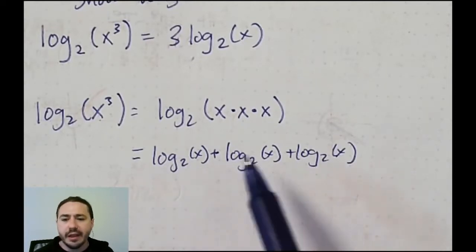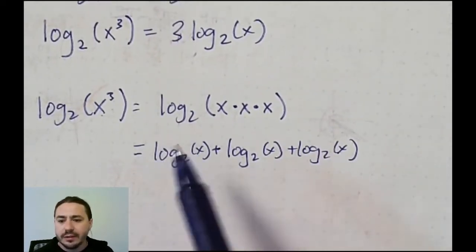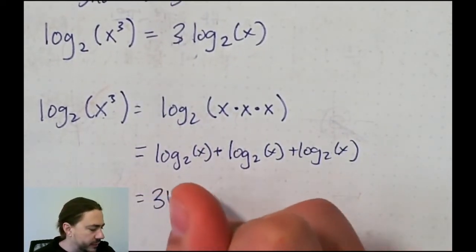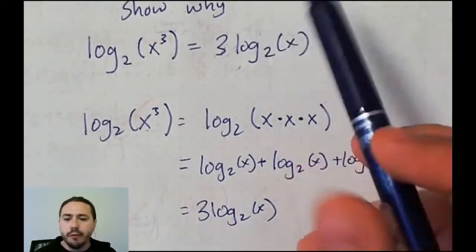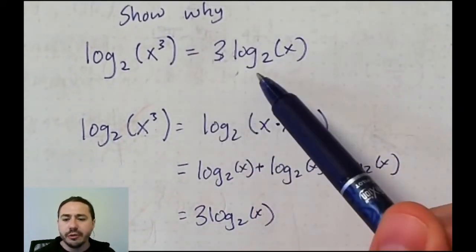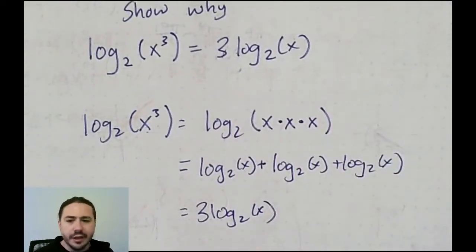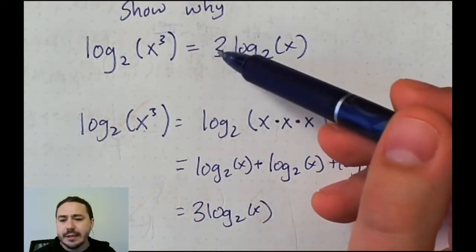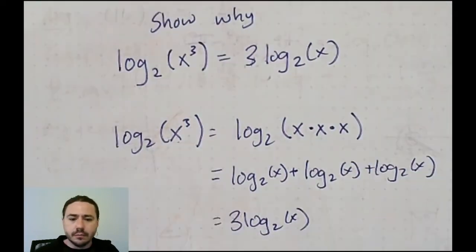If I'm adding the same thing 3 times, then that's the same as taking it once and multiplying it by 3. So as you can see, the proof here is pretty short. Hopefully that can shed some light on why this is true. And really, this particular property isn't necessary as a separate property. It's handy to know, but it's really just an extension of that product property.